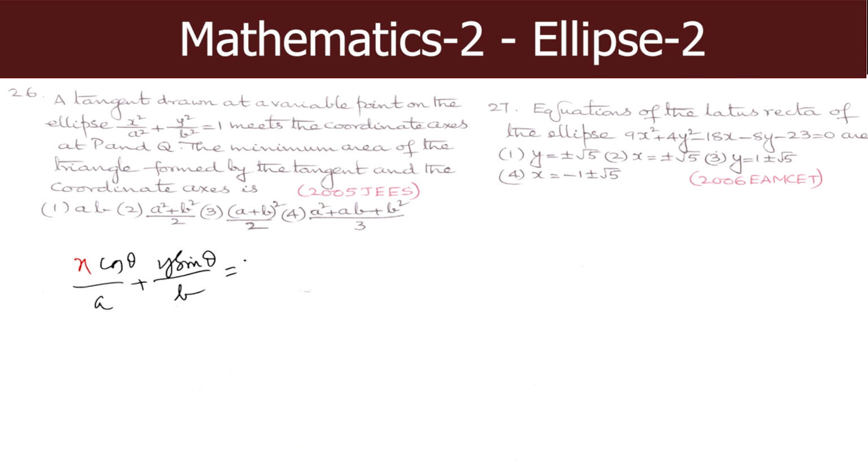This meets the coordinate axis at (a secant theta, 0) and (0, b cosecant theta). These are the points of intersection of the tangent line drawn to the ellipse at a variable point whose coordinates are (a cos theta, b sin theta). Okay. Now, minimum area of the triangle formed by the tangent and the coordinate axis.